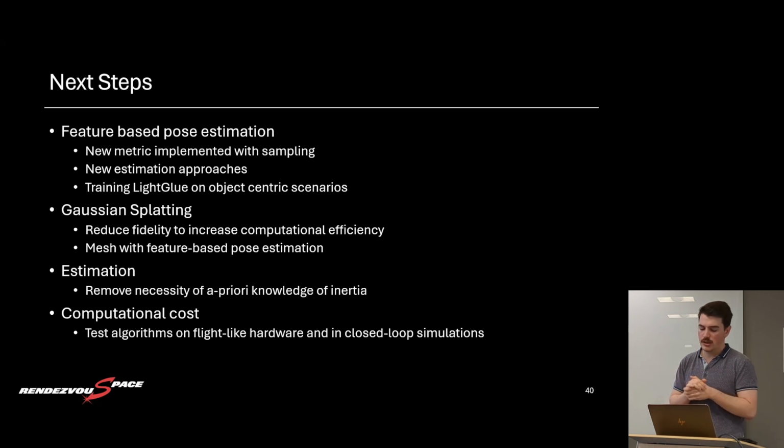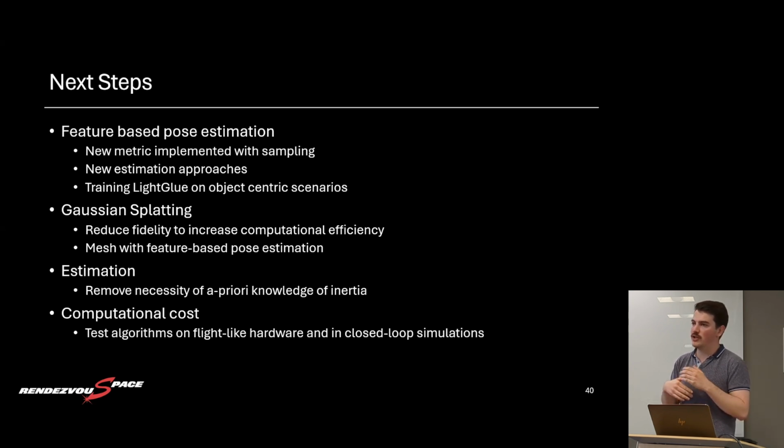For Gaussian splatting, we want to actually reduce the fidelity. It works too well, I would say, and so it's too expensive. With respect to other NeRF approaches, it's very cheap, but it's still too expensive to run in space, I would say. So we can reduce the fidelity to increase computational efficiency, and we want to mesh that with the feature-based pose estimation to get pose estimation once we have the Gaussian splat.